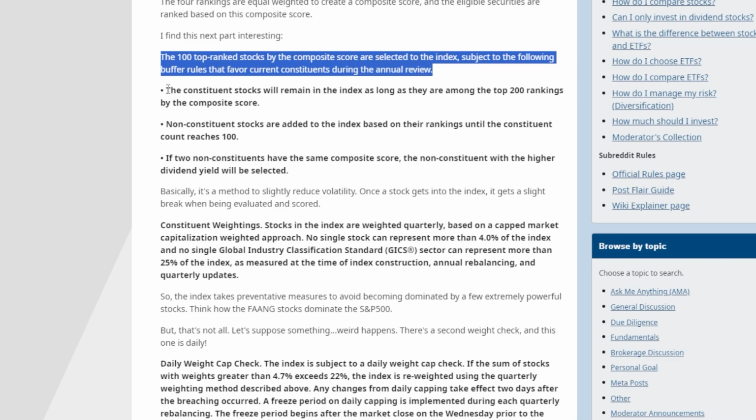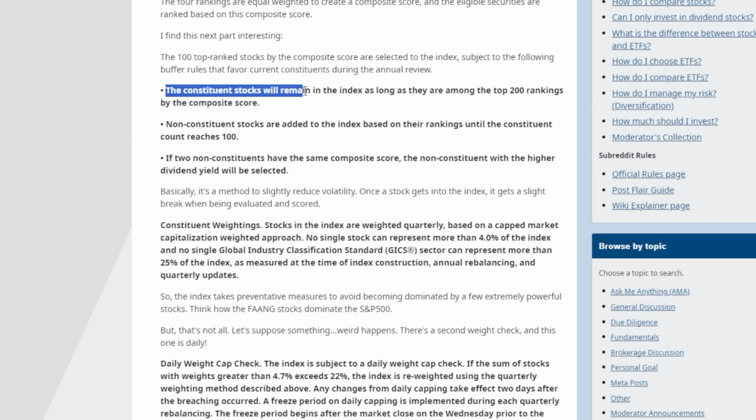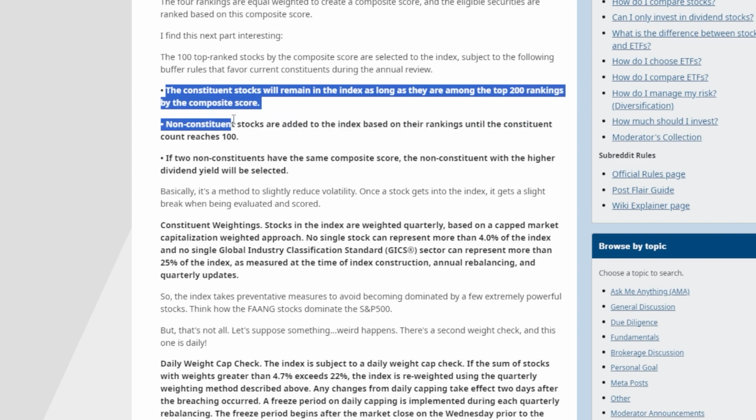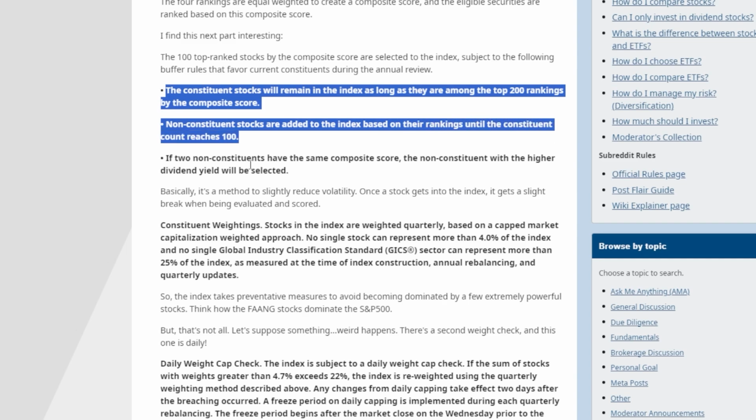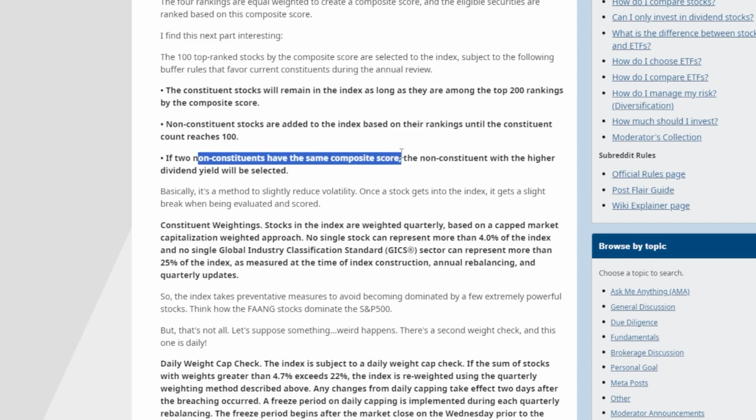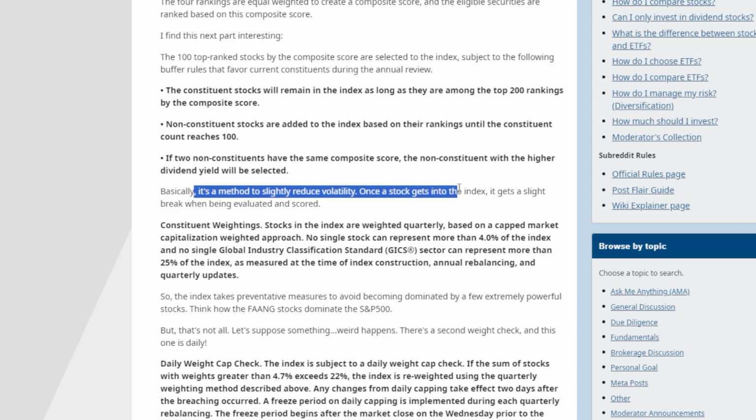Now, just a side note, if I didn't make it clear already, this is an annual thing. So also why it's so important to understand how this all works is you are going to have exposure to, say, X, Y, and Z company 1 year, and maybe the next year, things could completely change. Now, the constituent stocks will remain in the index as long as they are among the top 200 rankings by the composite score. Non-constituent stocks are added to the index based on their rankings until the constituent count reaches 100. If 2 non-constituents have the same composite score, the non-constituent with the higher dividend yield will be selected. So basically, it's a method to slightly reduce volatility. Once a stock gets in the index, it gets a slight break when being evaluated and scored.